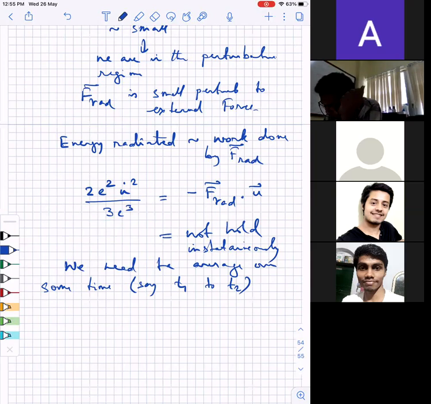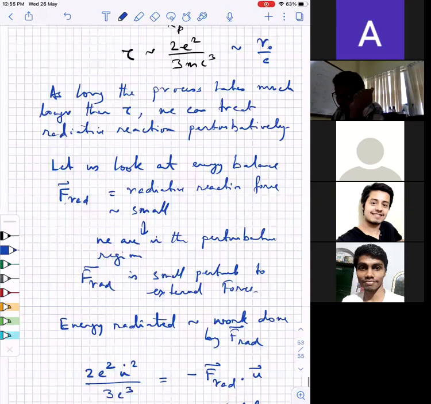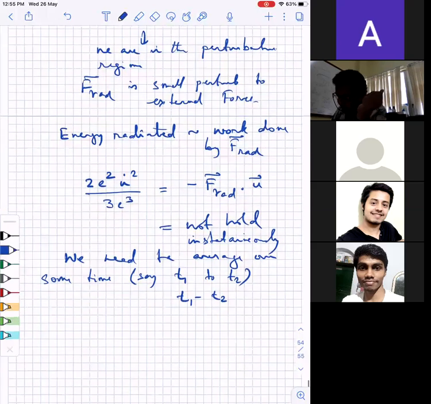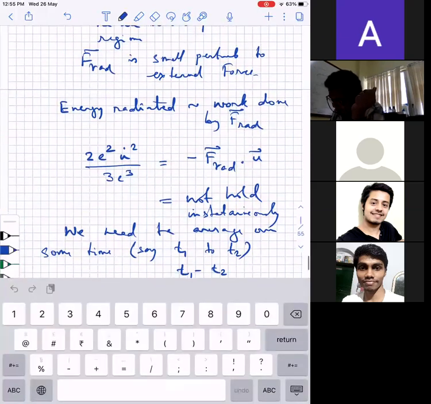And remember this T1, also remember this T1 minus T2. Remember, this has to be larger than tau. So that you must also, so this T1 minus T2 must be larger than tau, larger than tau. Okay.